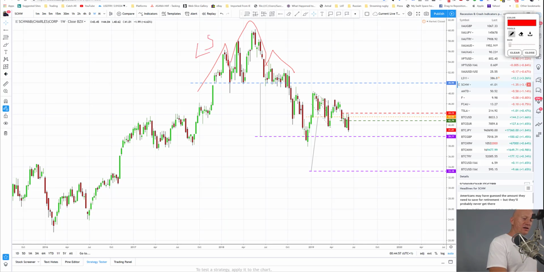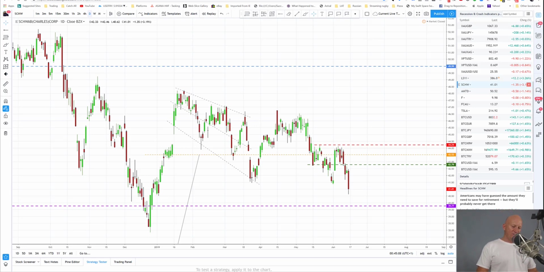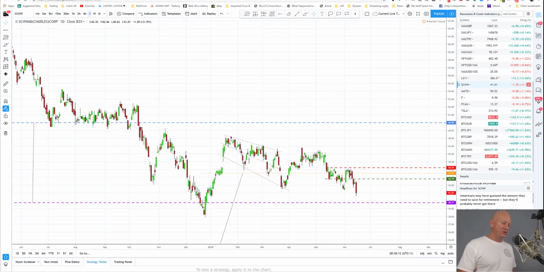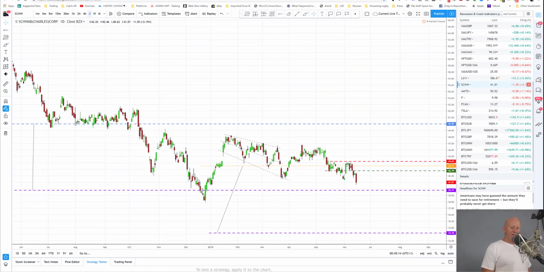Left shoulder, head, right shoulder, neckline, target made. What are we doing here? We're drawing an inverted HVF. Let's close that. Let's take it into the daily. Yep, that's right. We're trading short on Charles Schwab right now. And in fact, we've got a better one for you. We're expecting more downside on a retail stockbroker. Remember, they went bust in the dot-com crash as well.